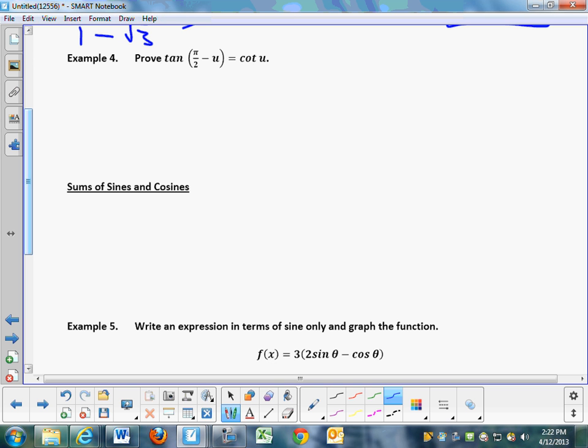So we're going to rewrite it like this. Tangent is rewritten as what? Sine over cosine. So I got the sine of pi over 2 minus u divided by the cosine of pi over 2 minus u. I need to show that that's equal to cotangent. So I just used a basic substitution.